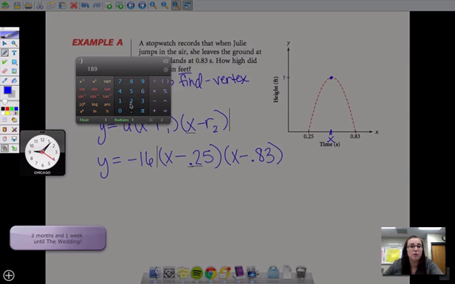Okay, so I would take 0.25 plus 0.83 divided by 2, which is 0.54.